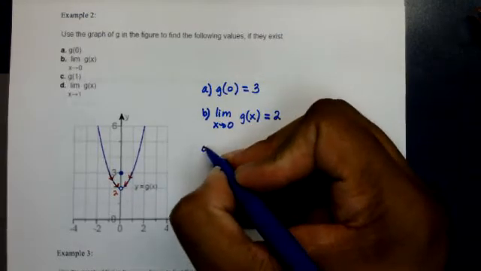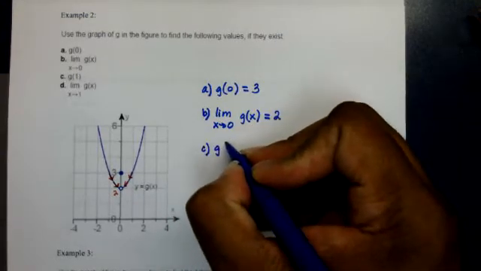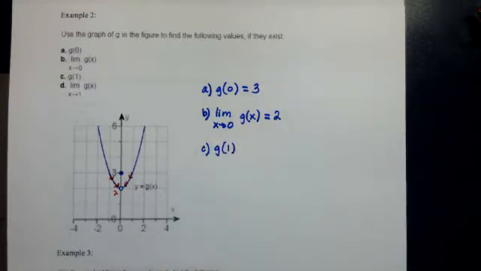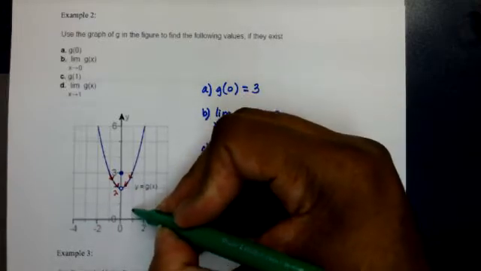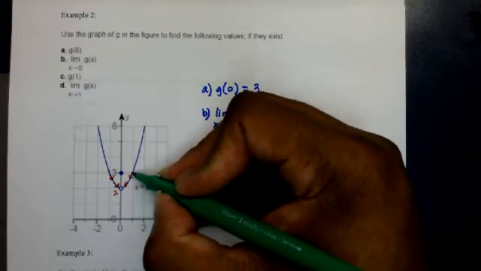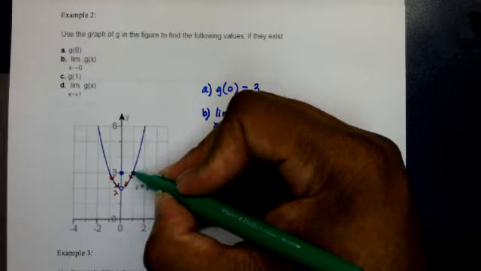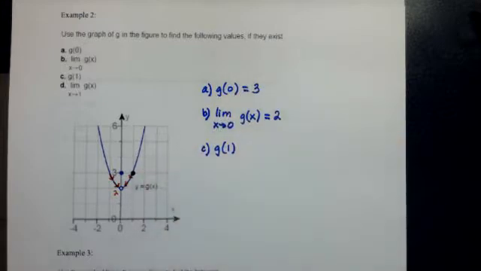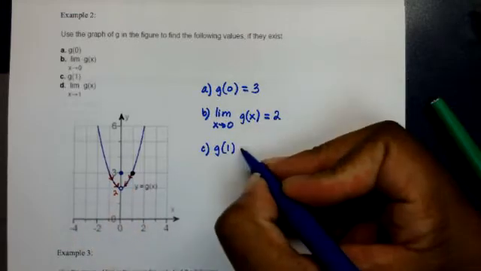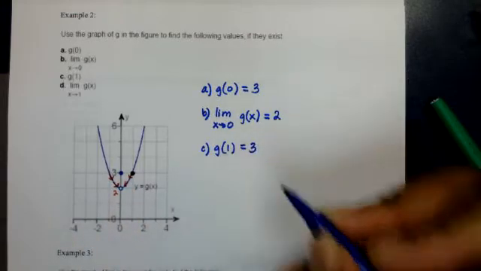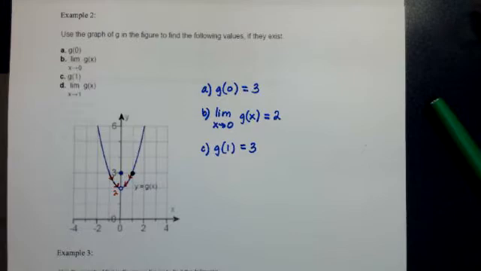Now part C, g of 1. What would be the value of the function when x is equal to 1? Well, here's 1 right here. And guess what? It's this point right here. It's on the graph of y equals g of x. The y value associated to that would be 3. So g of 1 is 3.